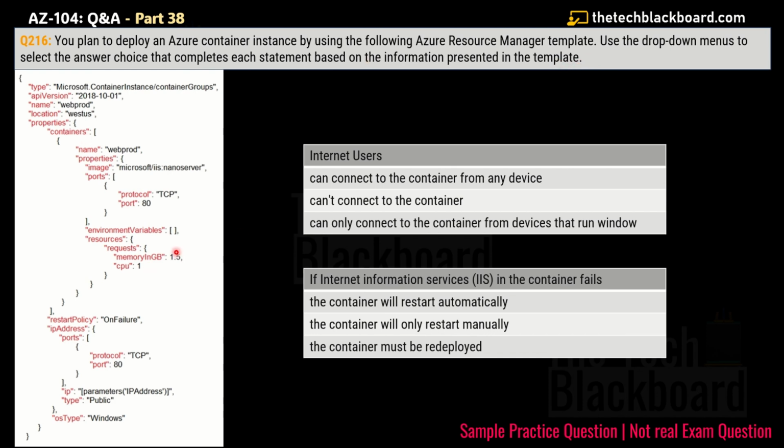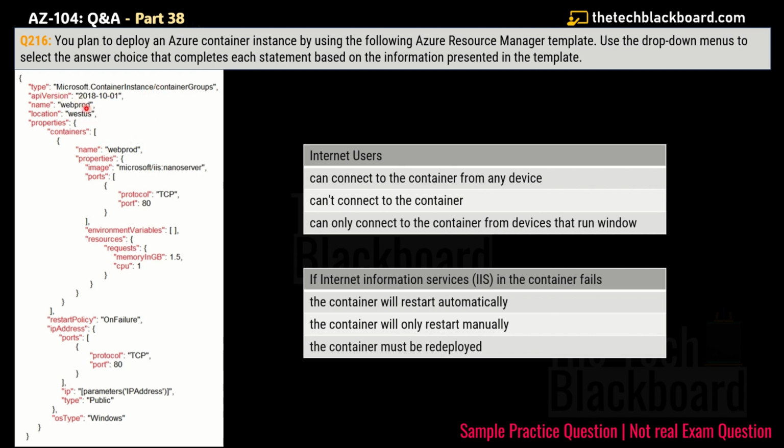So here is the template given, the ARM template, as I just told. Then we have these two boxes or two tables. So in the real exam, my friends, it will be actually the drop-down menus, but here due to the presentation limitations, I have created these table kind of. So let's understand the question. Let's understand first of all this ARM template.